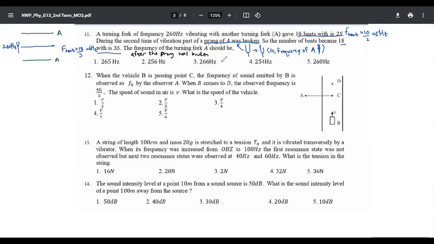Give me 2 minutes. 266. Okay, I've got one answer. Anyone else?